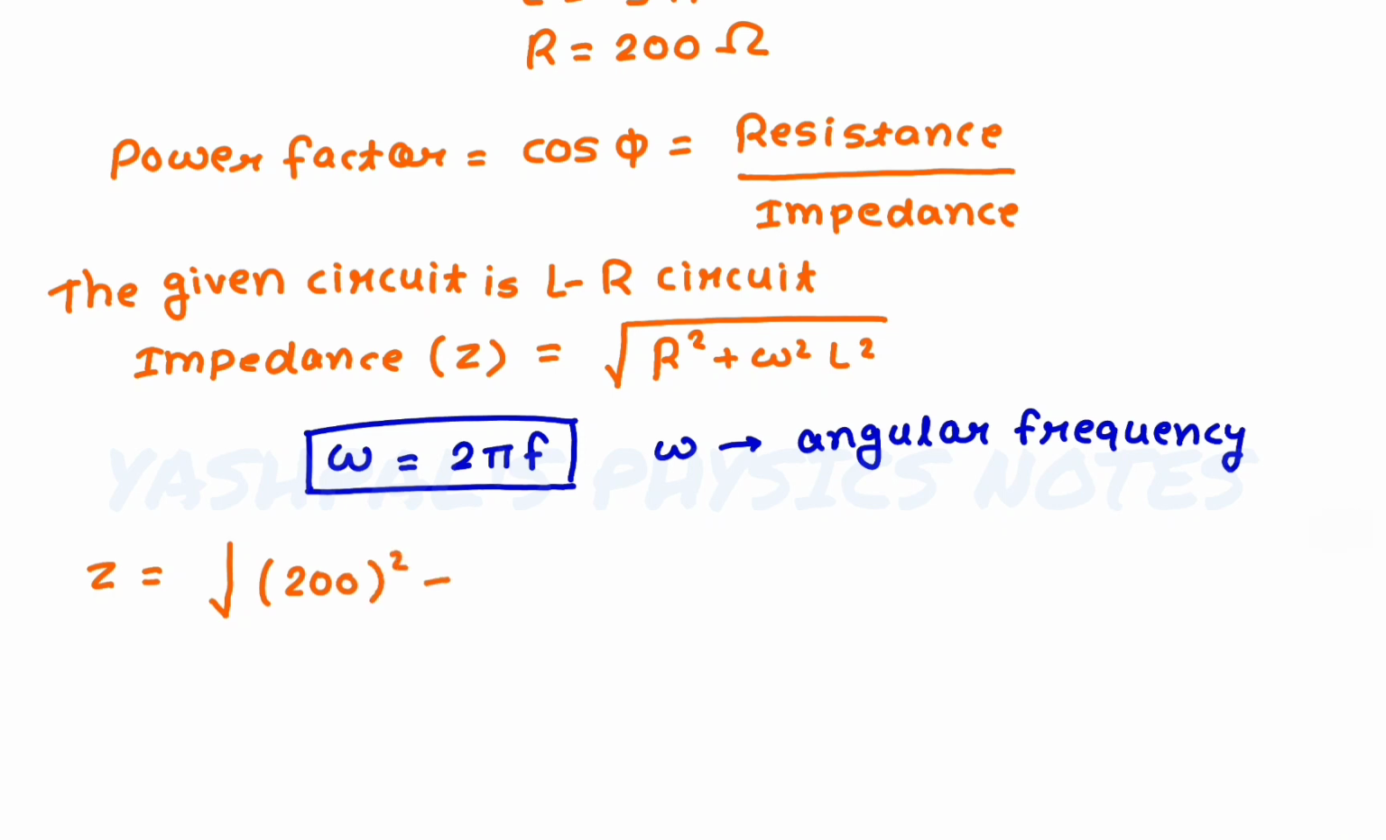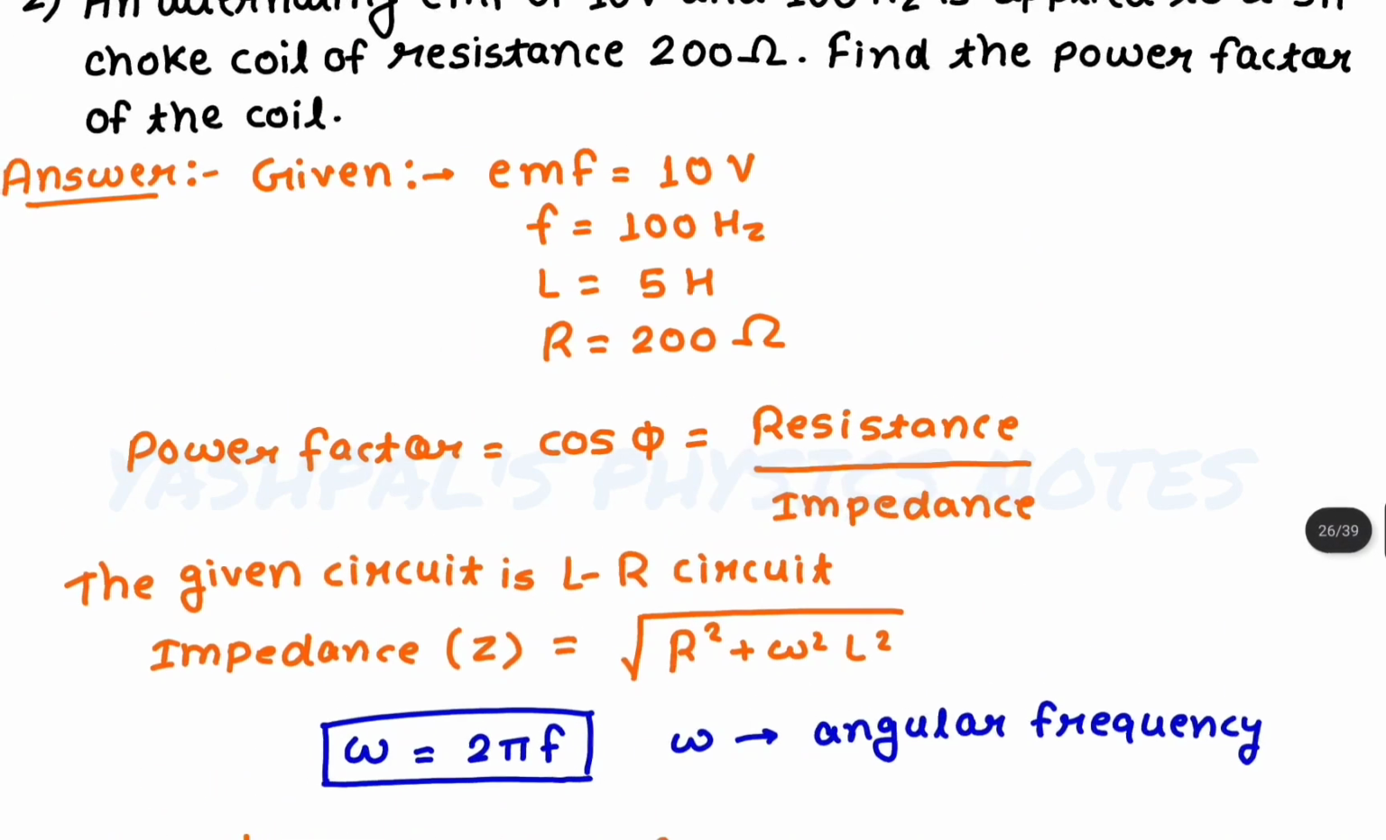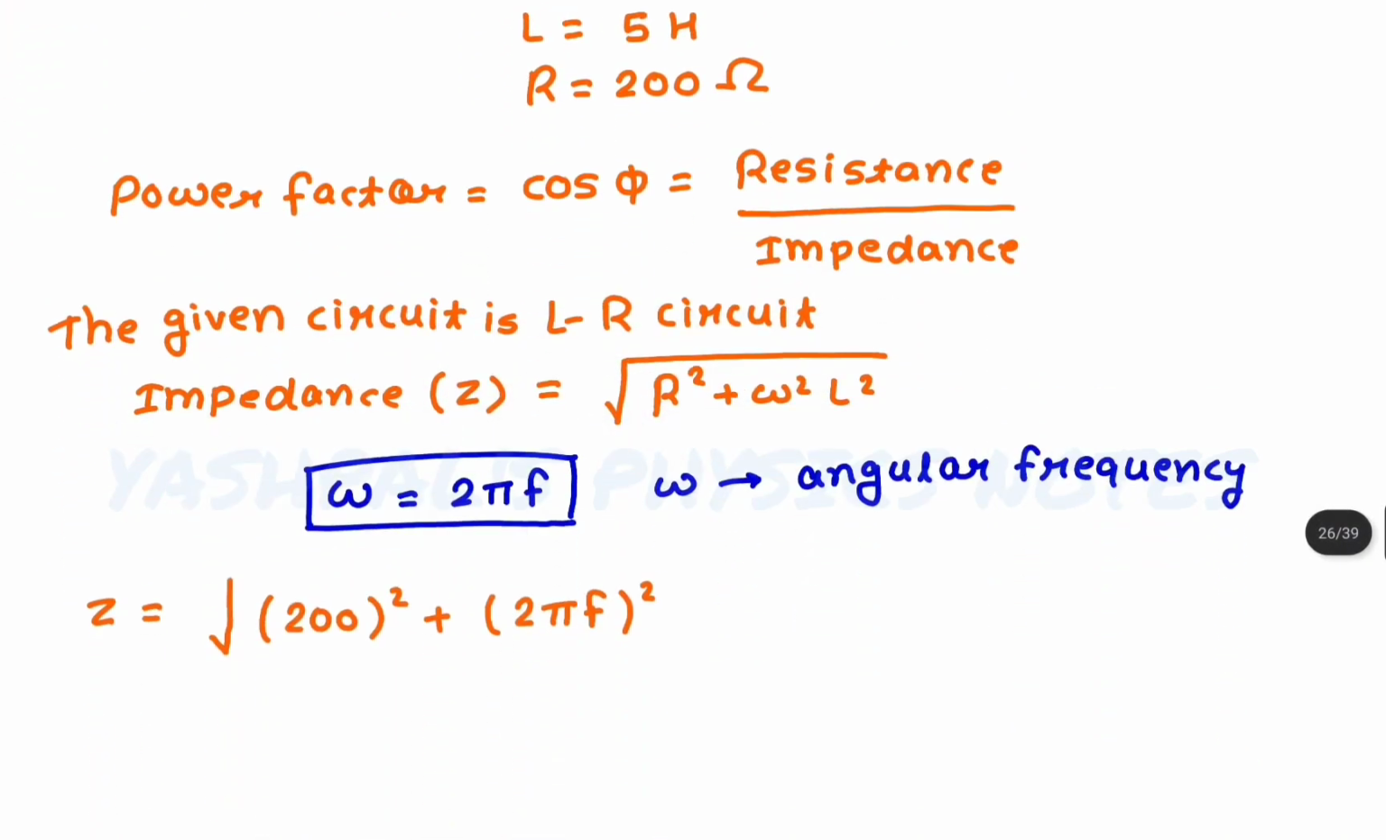Whole square plus, what is the value of omega? It is 2 pi f. So here I am writing 2 pi f, and I will later substitute the value of f, square. And what is the value of L? Inductance is given as 5 Henry, L square. So here into 5 square.